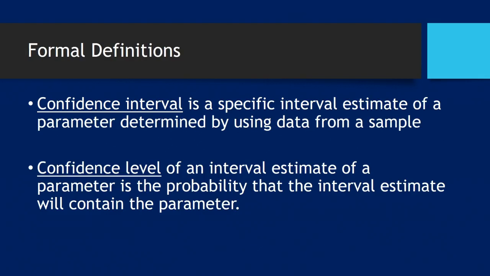So you can see the formal definitions of confidence interval and confidence level here. This is how they're formally defined in the book. I define them a little bit differently in my notes because I think it makes a little bit more sense using those other definitions.